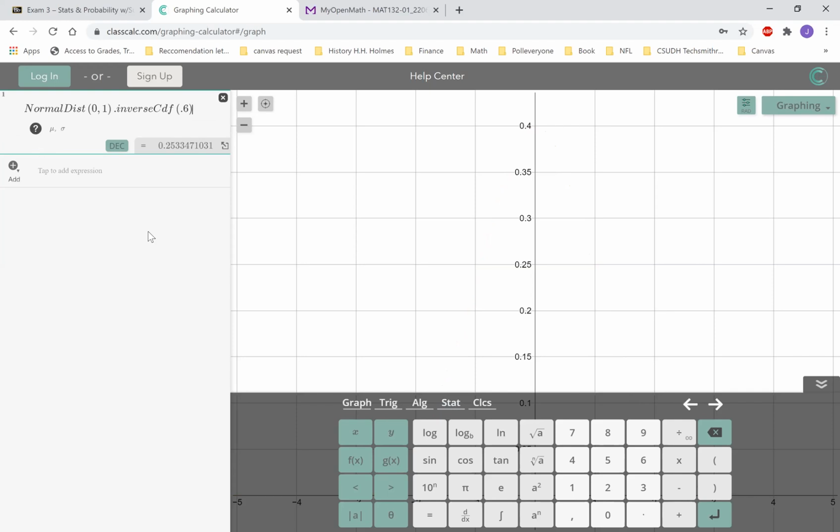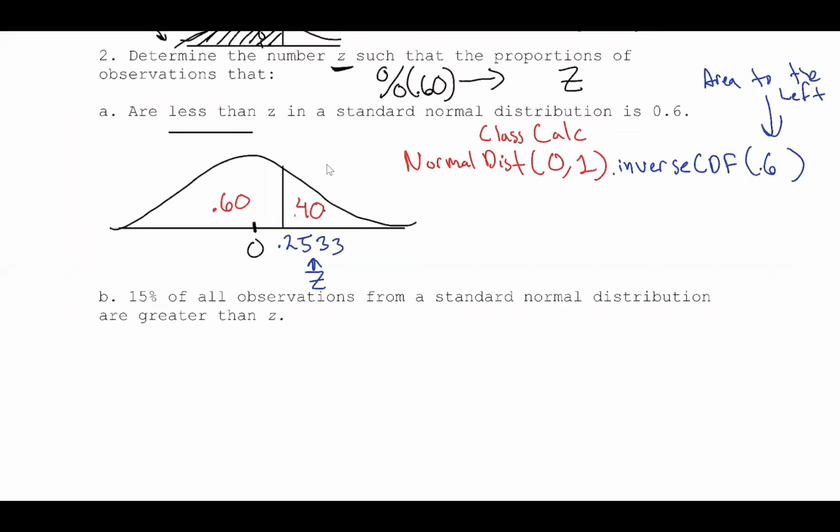So your Z value will be 0.2533, and that's your final answer. Any question in regard to the last problem? All right, so let me transfer back to my iPad. If you look at A, I put my answer right here, because that's your Z value.